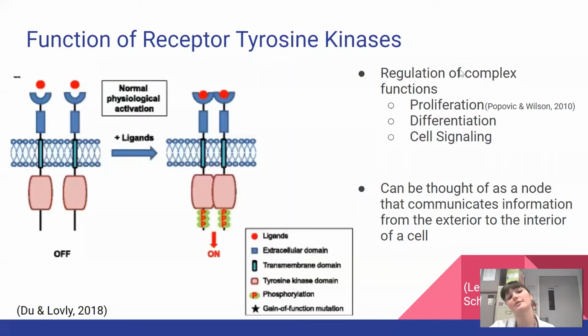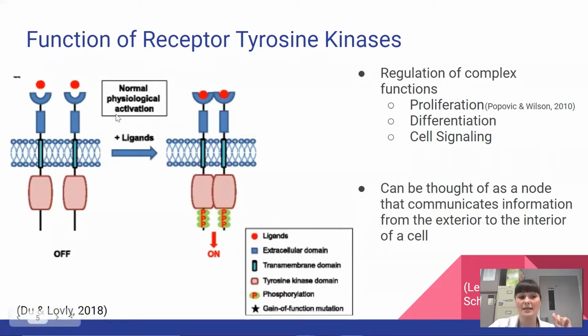Next, I'd like to talk a little bit about the function of RTKs. They control quite a bit through different signal transduction pathways within cells. They have a hand in the proliferation of cells, cell differentiation, and of course, cell signaling. You can kind of think of them as a node that communicates information from the exterior of a cell to the interior of a cell. So over here on the left, I'd like to take a look at this diagram.